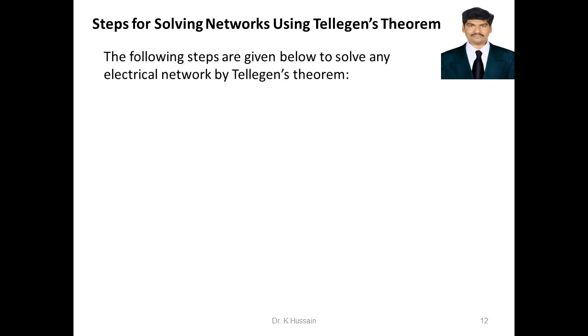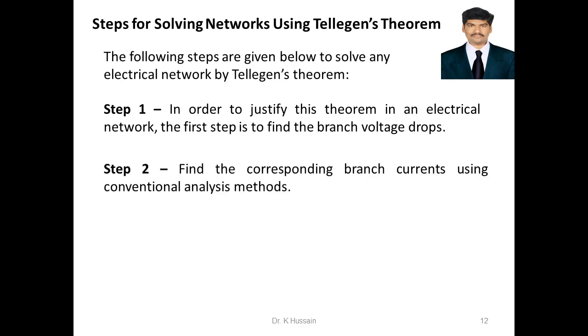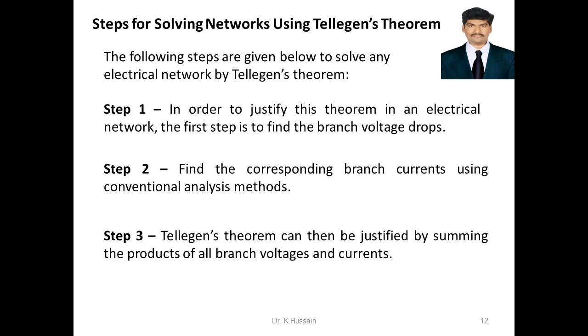So the first step, in order to justify this theorem in an electrical network, is to find the branch voltage drops. You have to find the branch voltages. Second, you have to find the branch currents corresponding to the particular branch by using any conventional method. And then find the product. That is the third step.